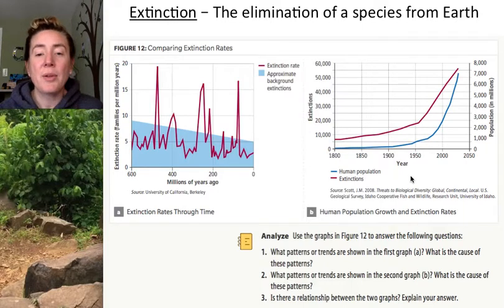And then number 3, is there a relationship between the two graphs? Like I was alluding to, there could be. So we could be on that rise for another mass extinction event if our environment were to change compared to the status quo that it is right now.